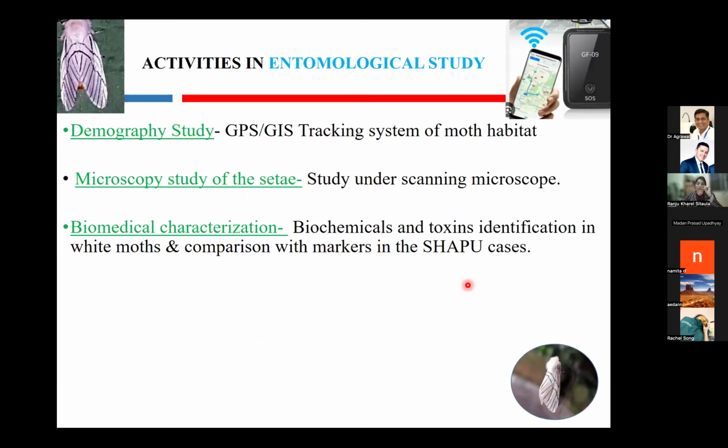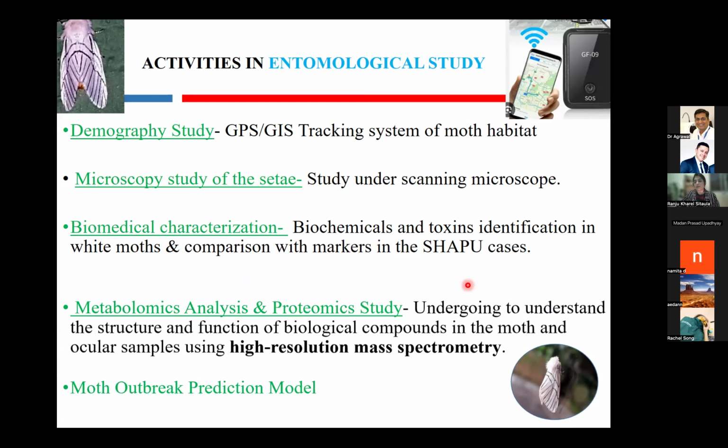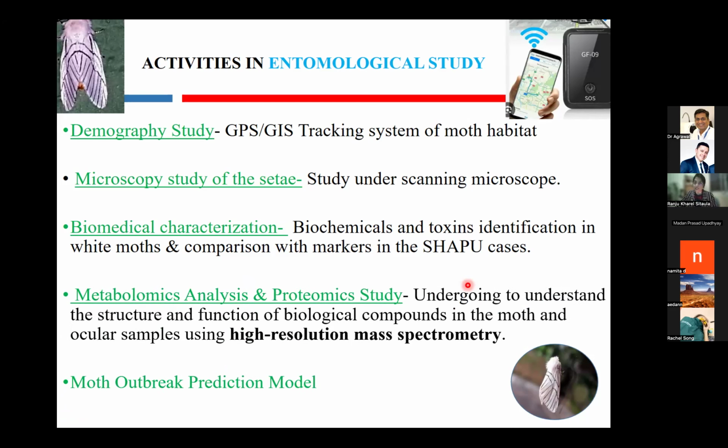On the entomological side, we are now doing GIS and GPS tracking. We are trying to identify the moth habitat in particular regions so that we can make the people of that region alert. We are also undergoing specific setae microscopic tests in different forms. We're trying to understand what biochemicals and toxins are present in the moth hair, or the setae, and whether they are the same as those present on the ocular surface or in ocular samples. Moreover, we are trying to undertake a higher level of study by doing high resolution mass spectrometry analysis of those moths and setae, and also a metabolomic study.